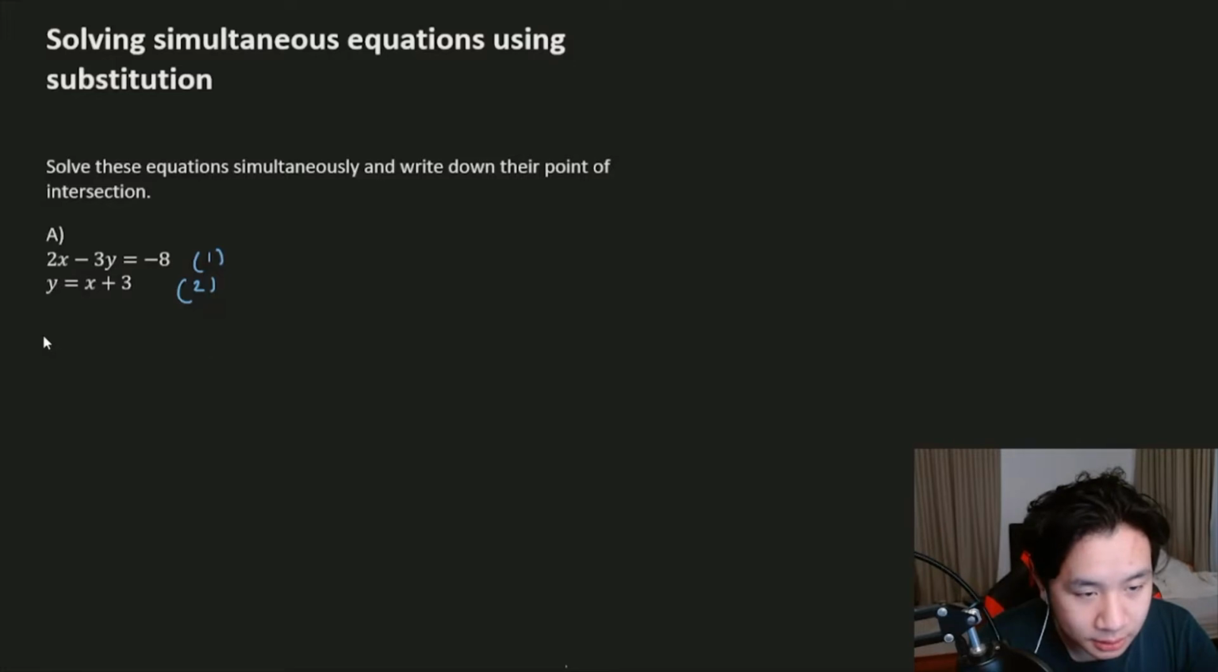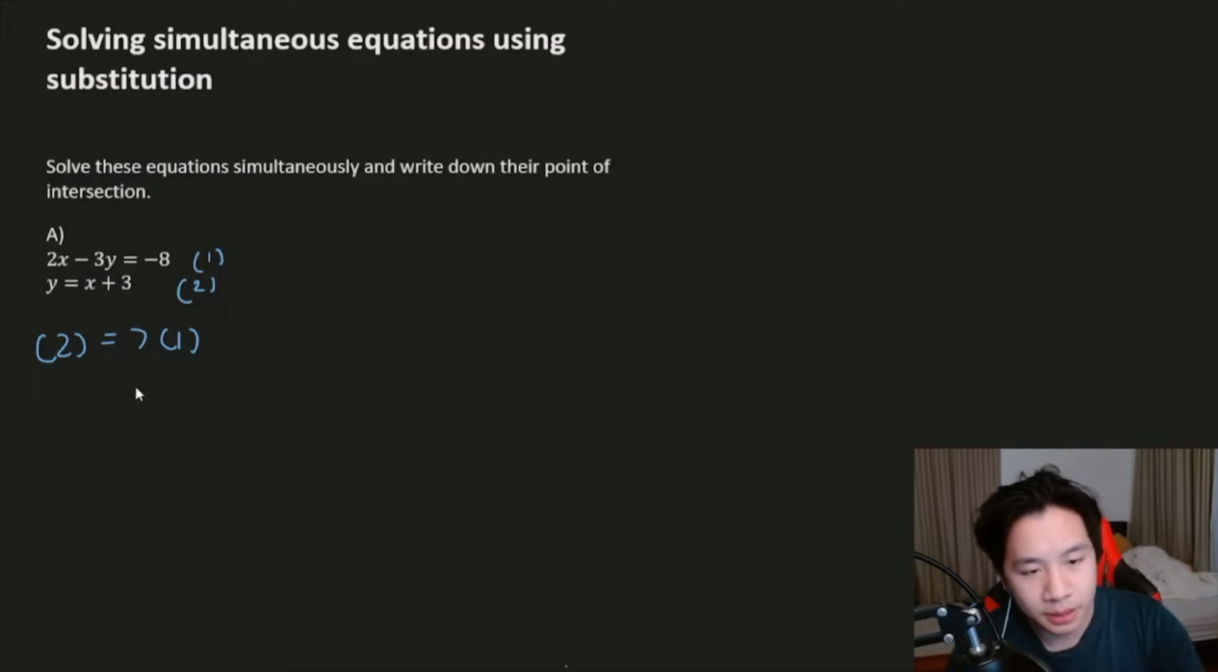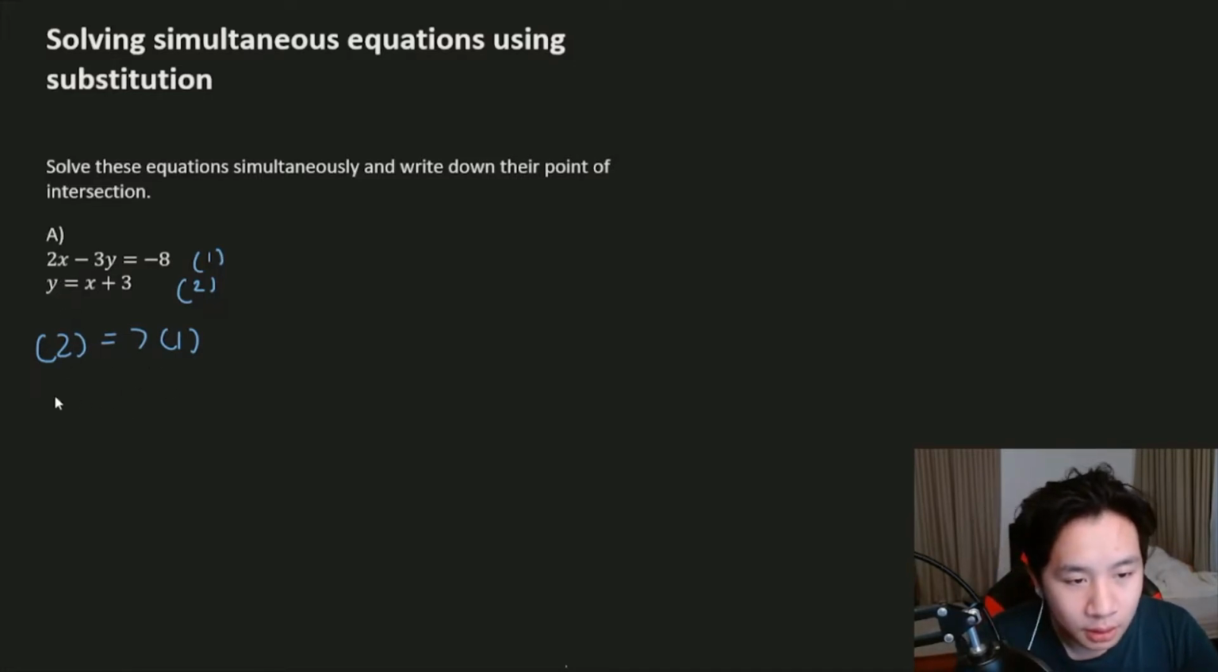So I'm going to say this: we have 2, and I want to substitute that into 1. That's what this line means, by the way. And so I'm going to write the first equation like I usually would. So 2x minus 3, and now this y, as I mentioned before, I can replace with x plus 3, because that's equal to y. And it's equal to minus 8.